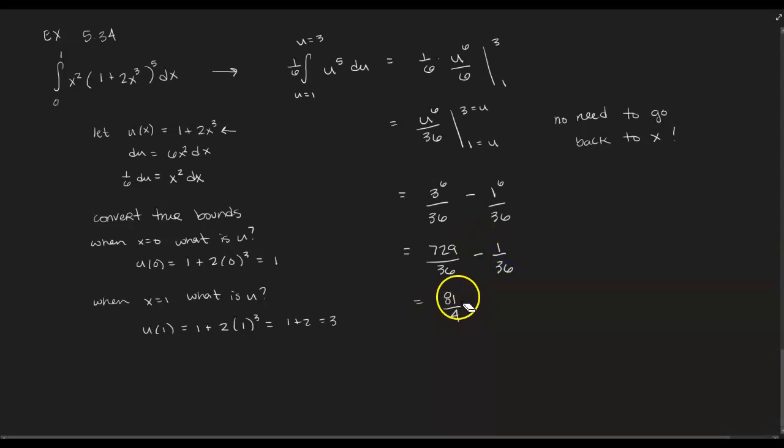Ooh, maybe we simplified too soon. I need those common denominators, right? So that's going to turn into 728 over 36. Let's see if that simplifies. It does. It comes down to be 182/9. So when we do a U-substitution for a definite integral, we need to make sure to take the time to convert our bounds because we don't want to plug in values for x into a variable like u.